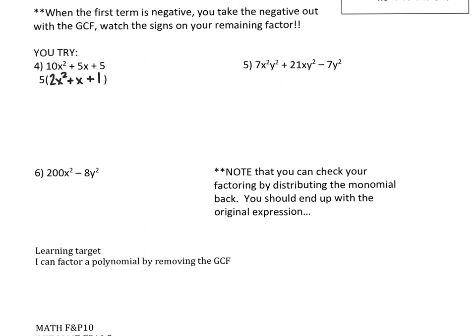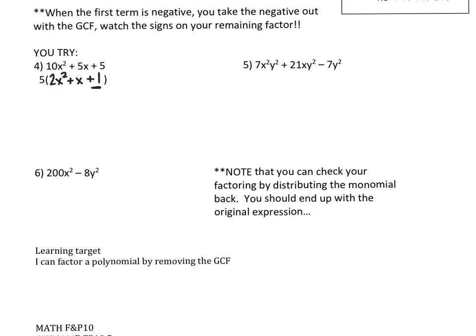It's important to note that even though 5 divided by 5 is 1, we can't just leave that off. We need to include the plus 1 on the end because it's a placeholder. My original question is a trinomial, 3 terms. So when I factor out the greatest common factor, I still need to have a trinomial in the answer here. So these have to match in their number of terms.